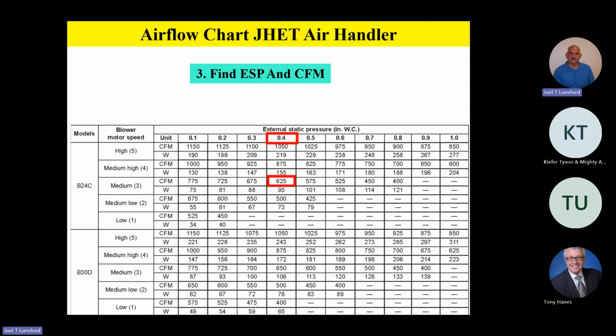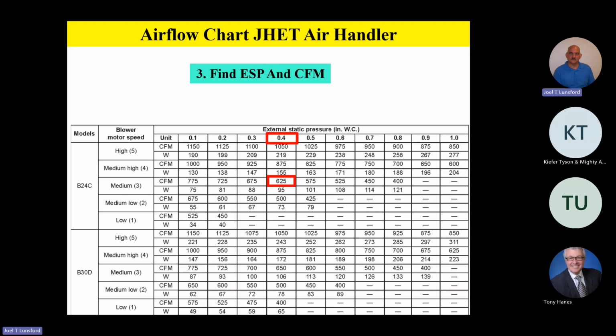Now, please make a note of this. When you measure your external static pressure, make sure you've got all the panels back on. So you know what model number it is, you've looked at the speed tap, you put your service panel back on, and then you take your static pressure reading. And so in this example, we have 0.4 inches of static, that's total.